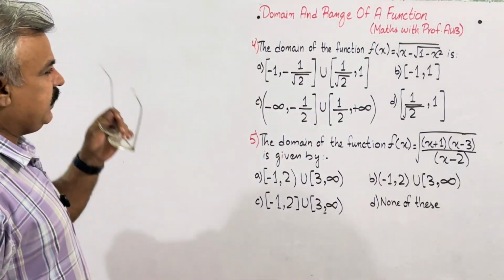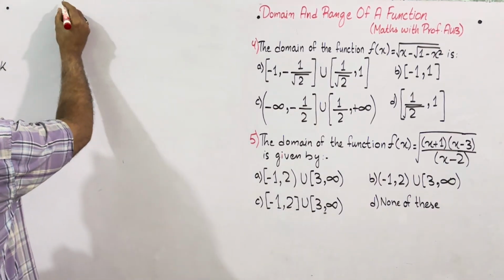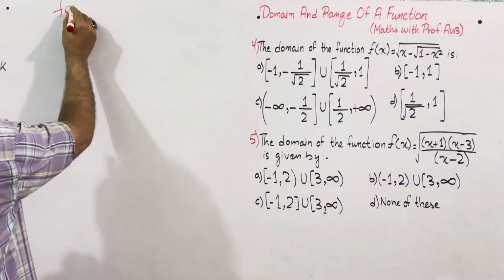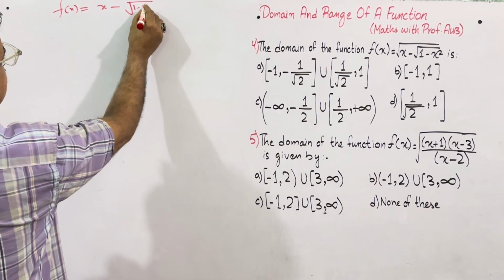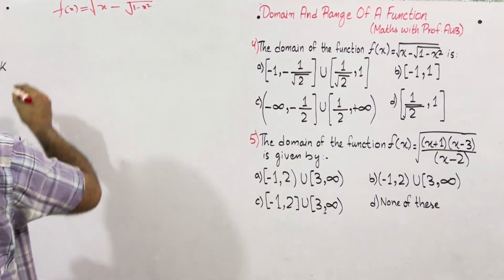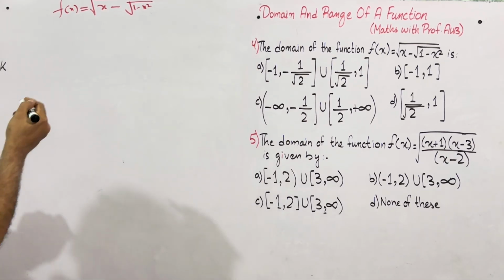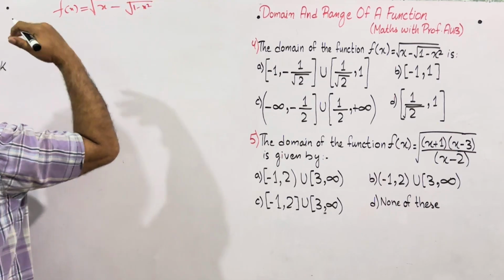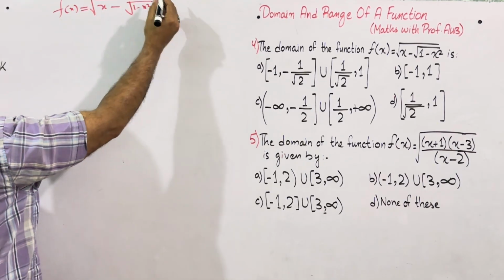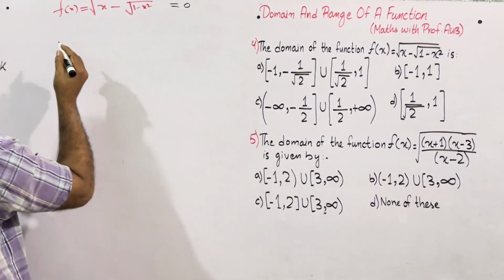Question number 4, it reads: the domain of the function f of x is equal to x minus the square root of 1 minus x square. Here comes the square root. In a square root we can afford positive values or 0, because the overall square root lies in the numerator. So if this result is equal to 0, we can afford it, it is a defined quantity.